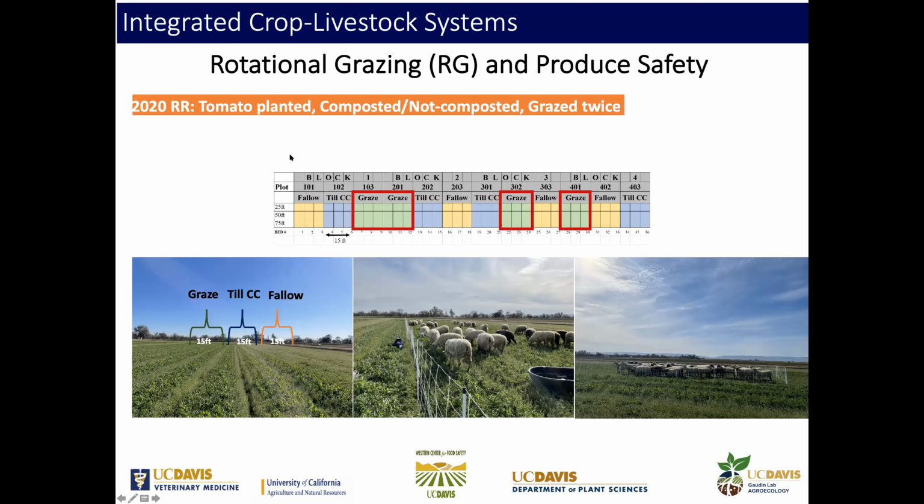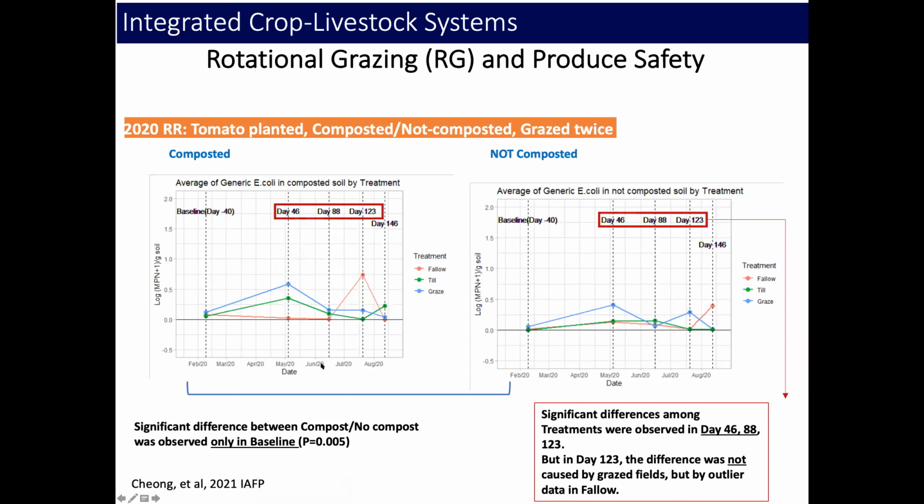And here what I want to share is just some of the data of this third trial that we have with different treatments. So we have grazed with cover crops, grazed tilled cover crop, and fallow. And in this first year, this field later on was planted with tomatoes. And here we were interested in looking at the difference between compost and non-compost fields. So part of the farmers will use a mix of compost and grazing.